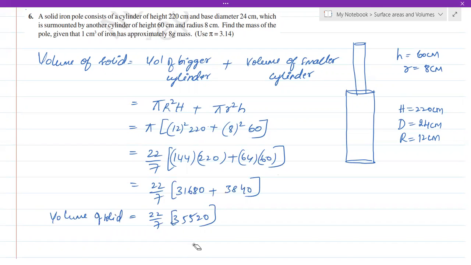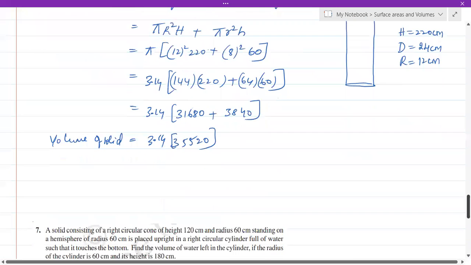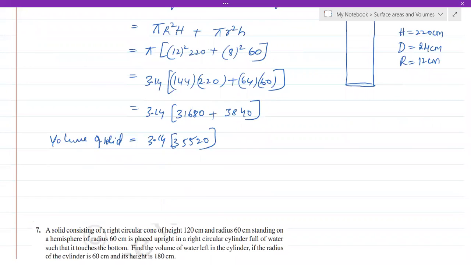And remember here, we are not supposed to take pi as 22 by 7. They've given it as 3.14. So let's take it as 3.14 itself. Now, this is the volume of the solid. So mass will be equal to mass of the solid. For 1 centimeter cube, it is so much.